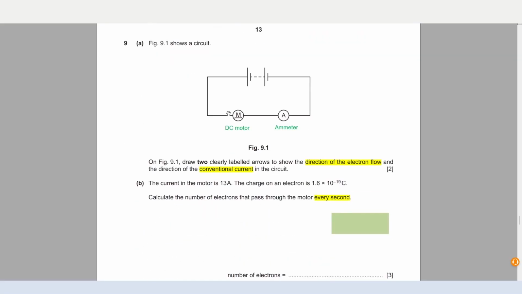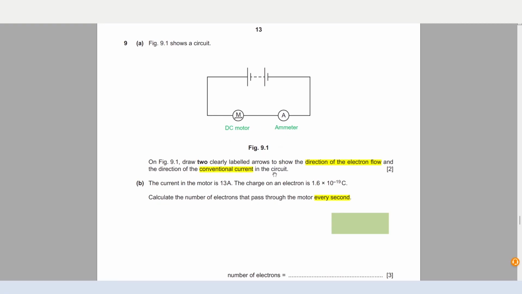Question number 9, part A. Figure 9.1 shows a circuit. This is a DC motor and this is ammeter, and this is a battery given here. On figure 9.1, draw two clearly labeled arrows to show the direction of the electron flow and the direction of the current, conventional current in the circuit.